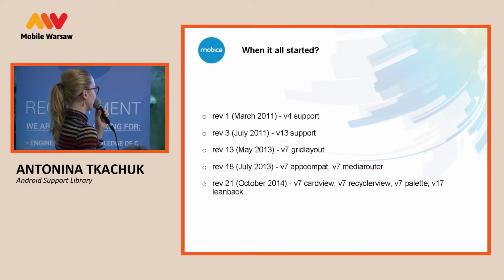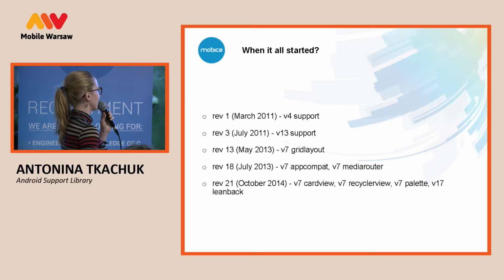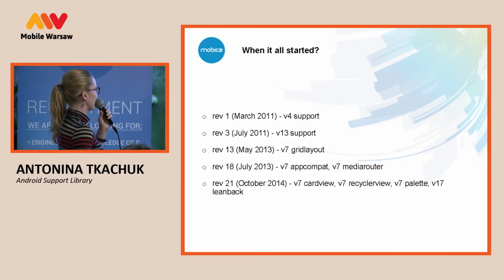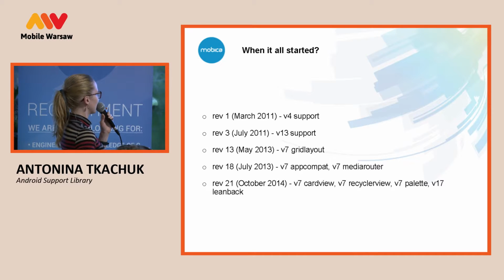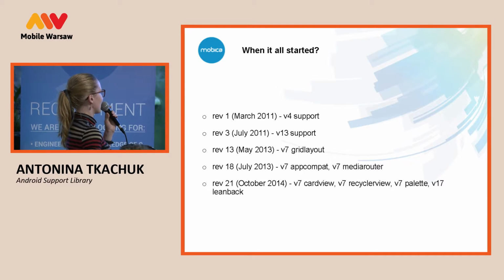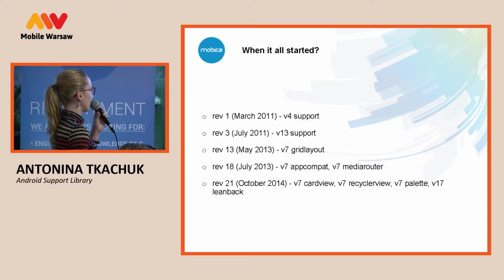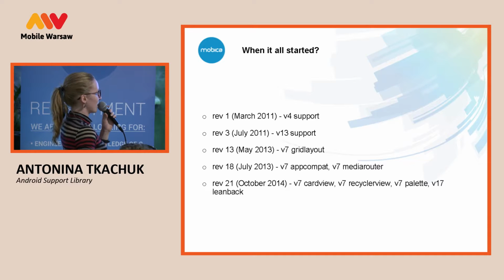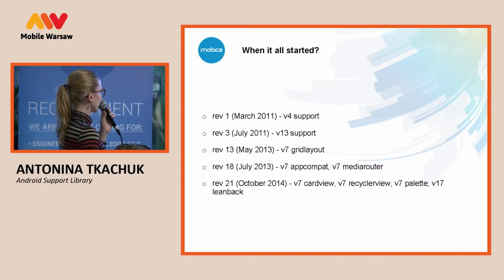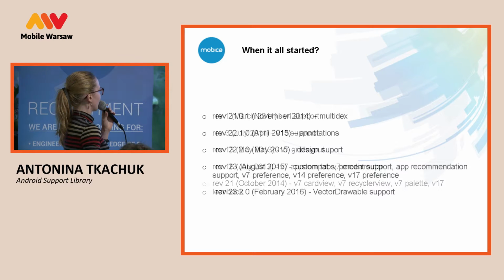On the third revision, we had version 13 support library. It was July. Then grid layout appeared 2 years later, almost the time of, I guess, Jelly Bean. Then we had AppCompat and Media Router libraries, also the same year. And at the end of October, we had a few widget libraries, like CardView, RecycleView, Palette library. So quite a long time ago.